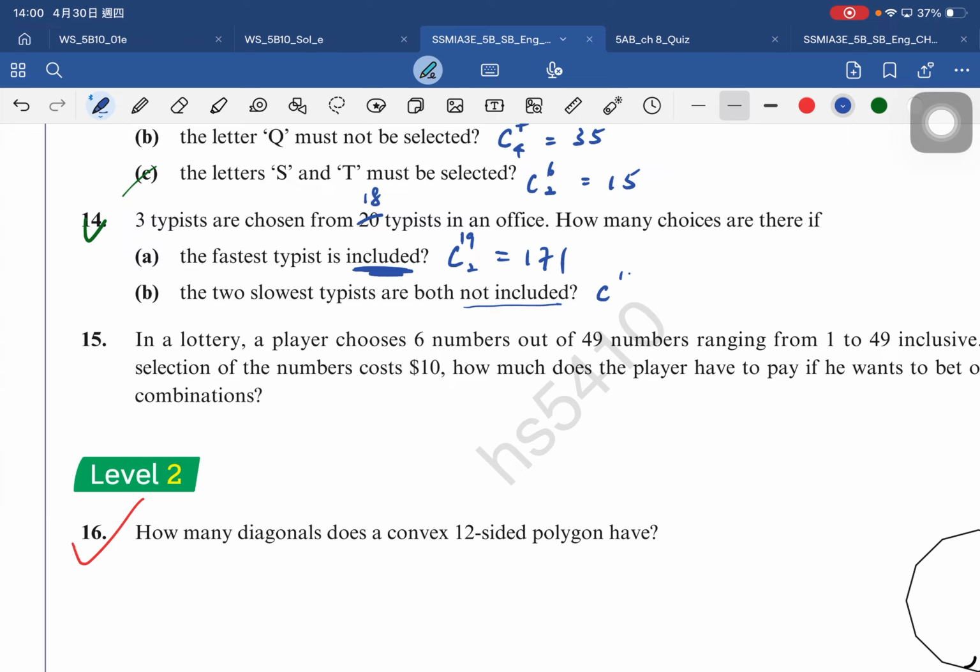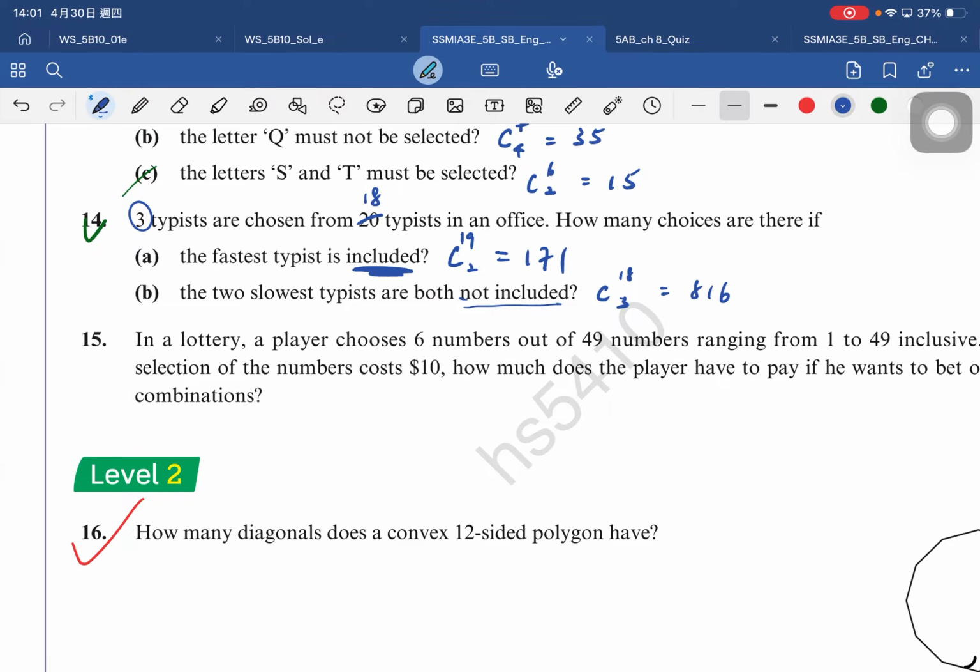Thank you. And then how about this one? Only 18 choices available for you 啦。But 2 slowest typists are both not included. That means you still select 3. 唔包含啫，咁但係仍然你都要揀3個打字員㗎嘛，咁所以都係要揀㗎啦。18C3, 869.